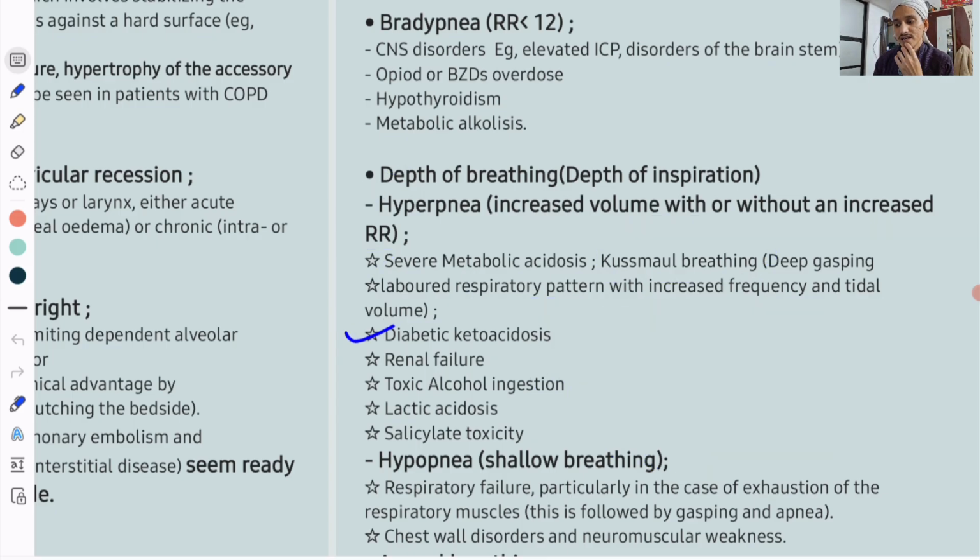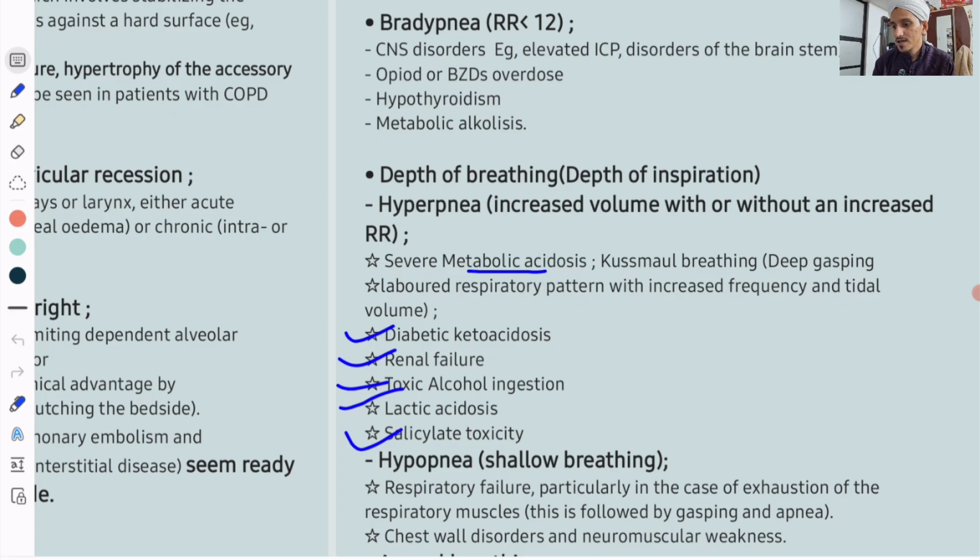Diabetic ketoacidosis, again the pH is changed. Renal failure, again the pH is changed. Toxic alcohol ingestion: ethanol will generate acetaldehyde, and again the pH changes. Lactic acidosis, salicylate toxicity, same. So wherever there is metabolic acidosis, you will see increased volume of respiration with or without increased respiratory rate. The patient will have deep inspiration, deep breathing.